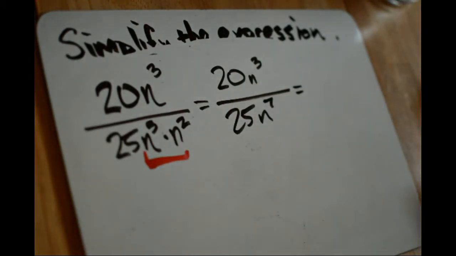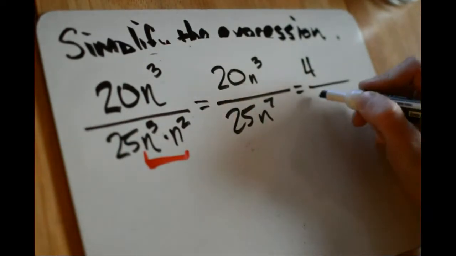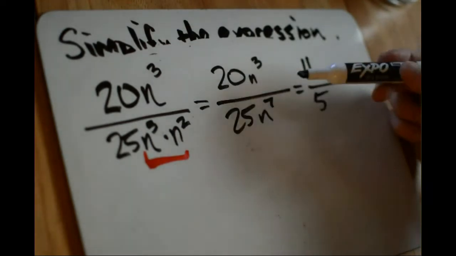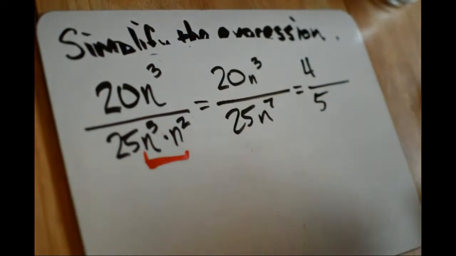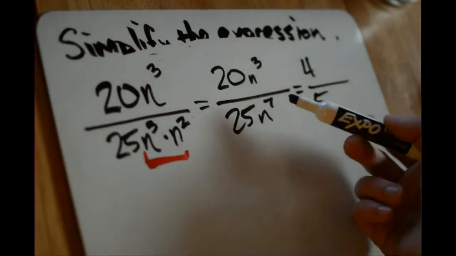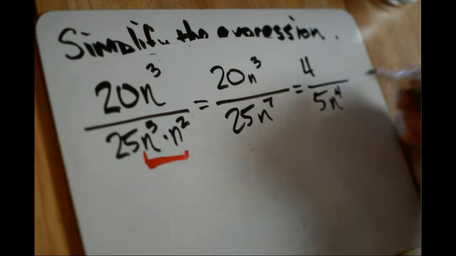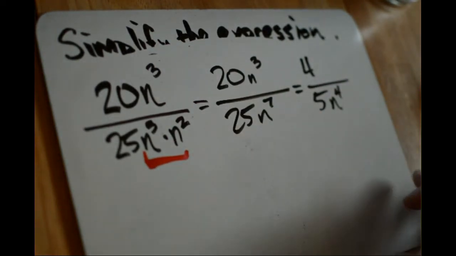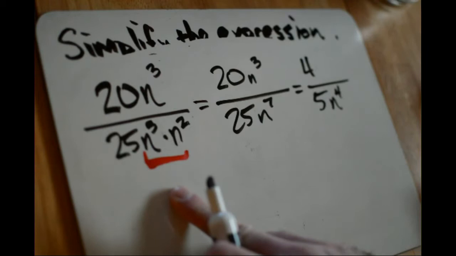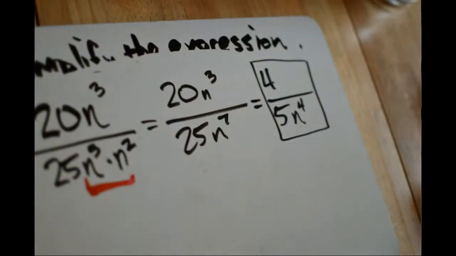So let's reduce what we can. The 20 over 25, those are both divisible by 5, so that would reduce to 4 over 5. Now we have n to the 3rd and n to the 7th. Well, when you subtract those, you get 4. And because there are 7 factors of n in the denominator, we're going to be left over with those 4 in the denominator. So this expression will simplify to 4 over 5n to the 4th.